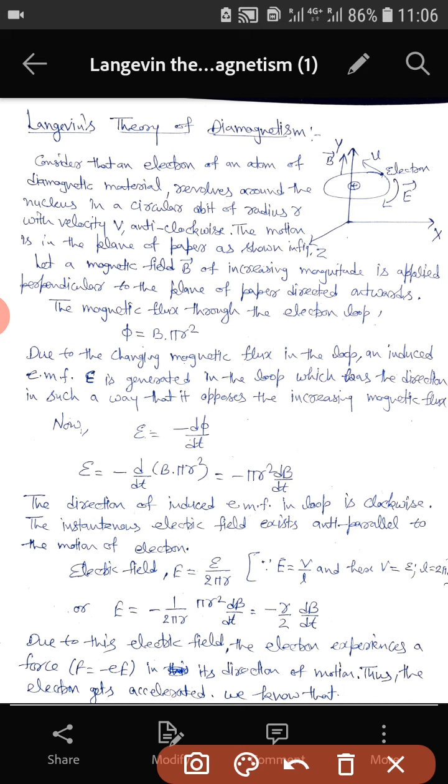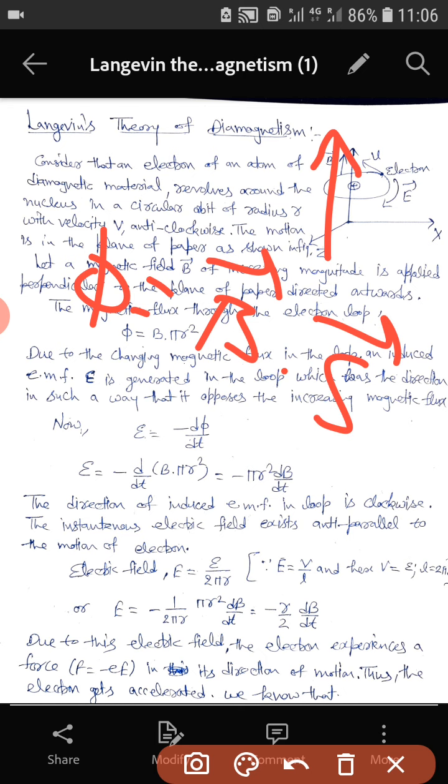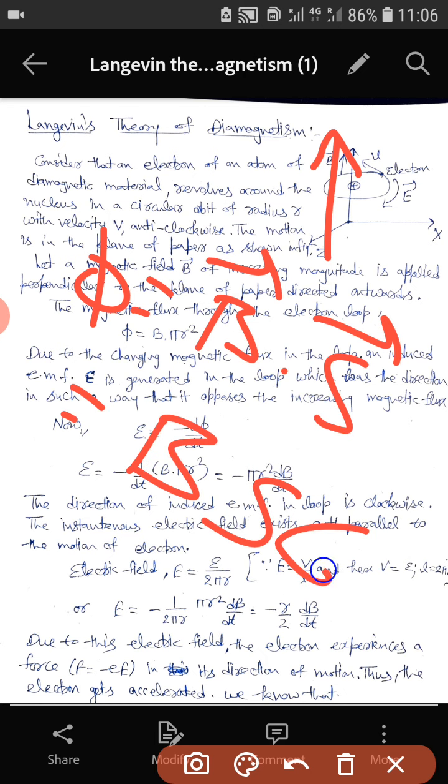of increasing magnitude perpendicular to the plane of paper directed outwards. Because we have applied a changing magnetic field, the magnetic flux passing through this electron loop will be phi equal to B dot S, or it is BS cos theta. As theta is 0 degree, because for the current loop which we have considered, the normal vector is also in outward direction and B is also in outward direction, so theta is 0.